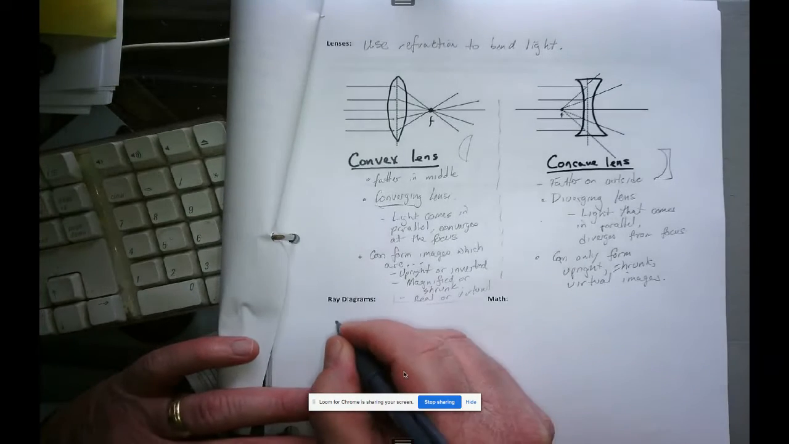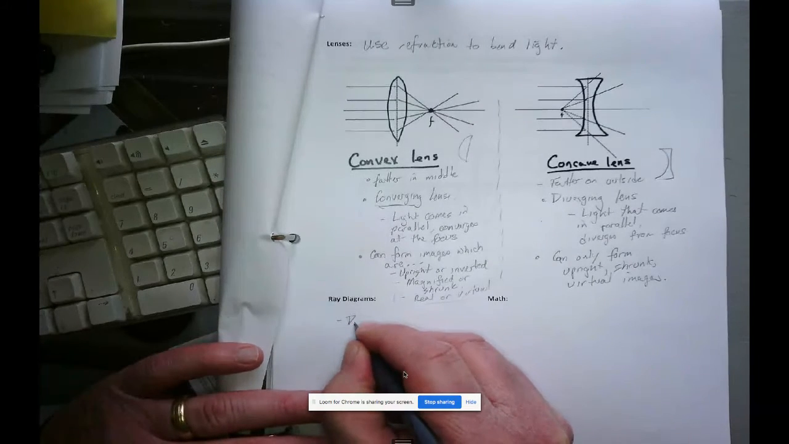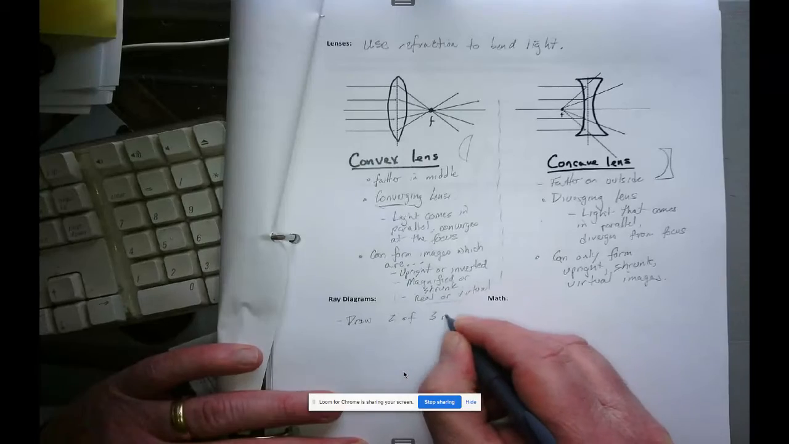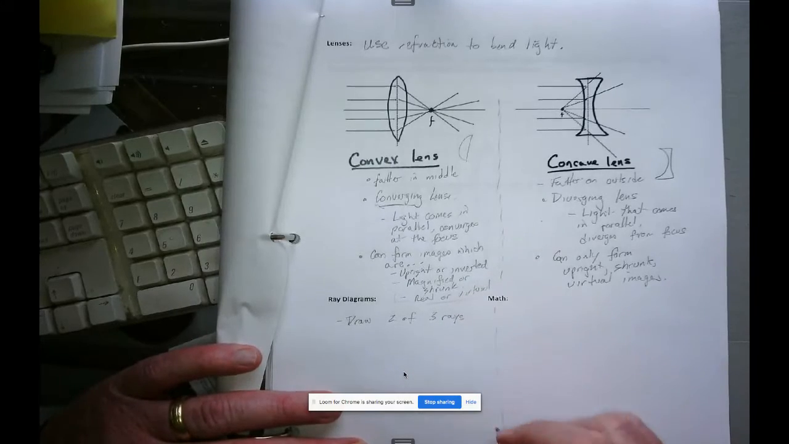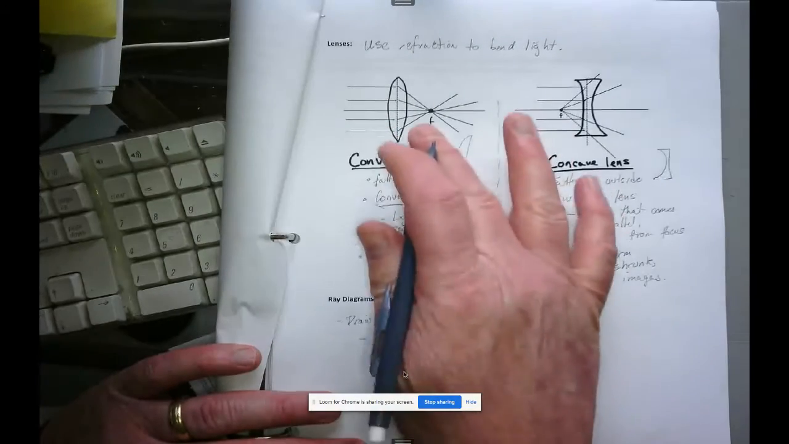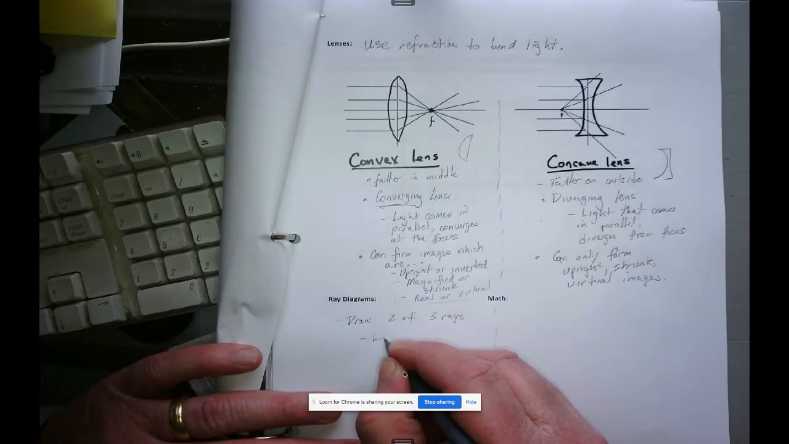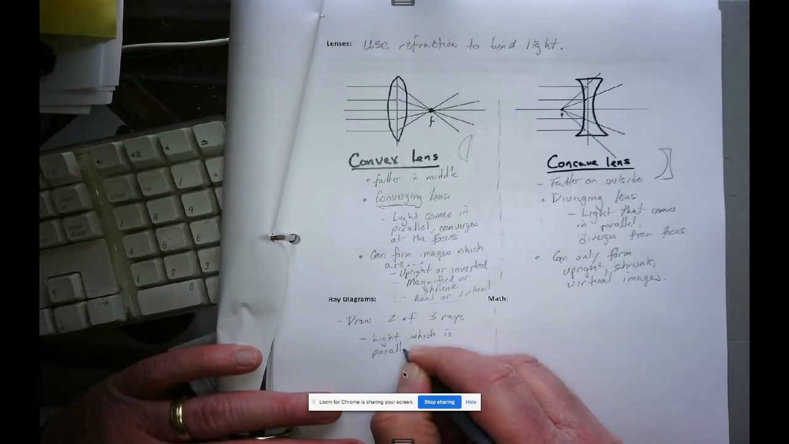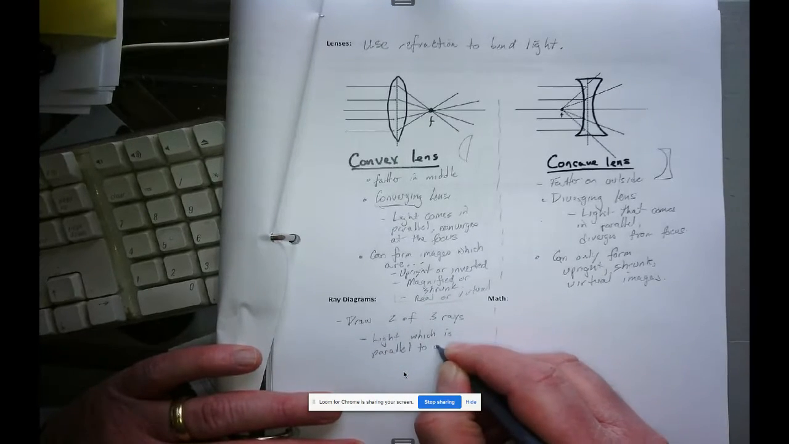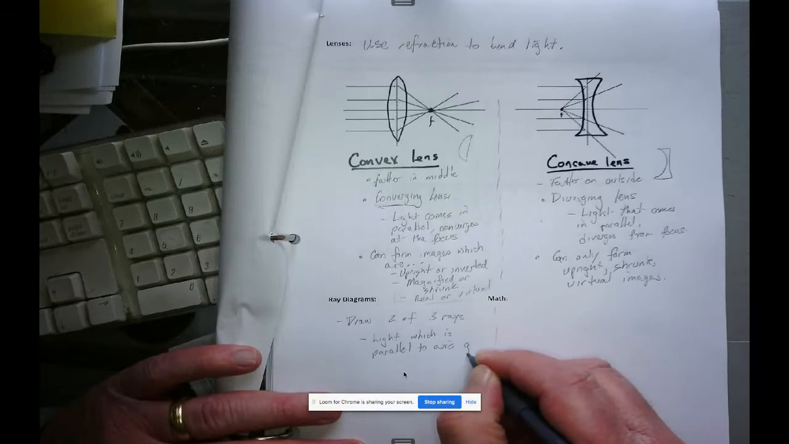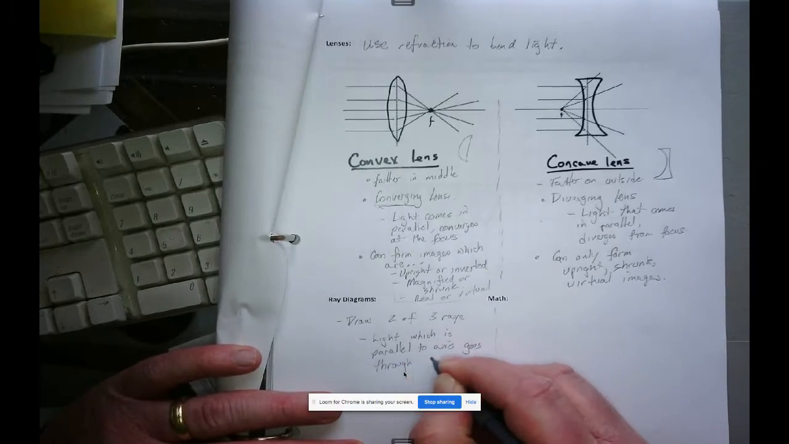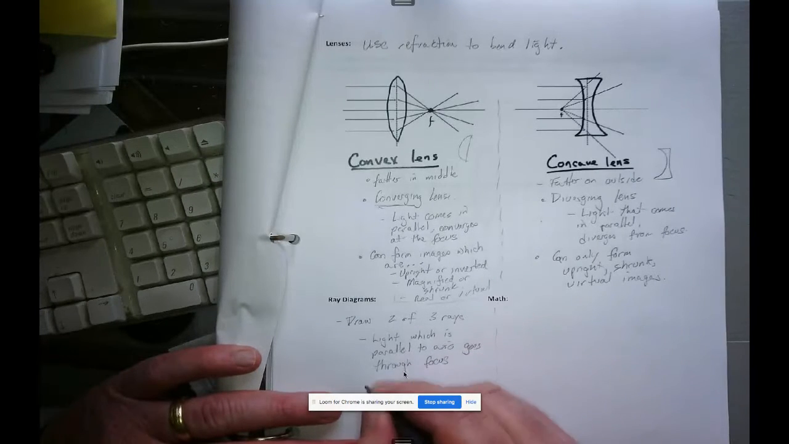And for a ray diagram, you draw 2 of 3 rays. Okay? Based on what we set up here, light which is parallel to the axis goes through the focus.